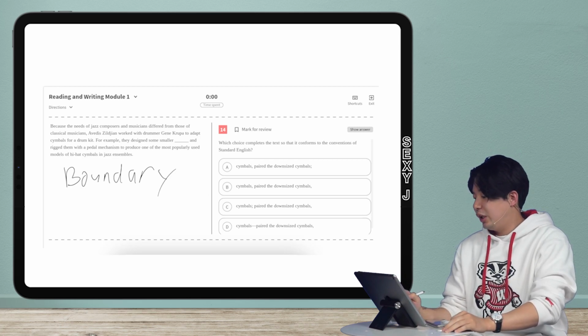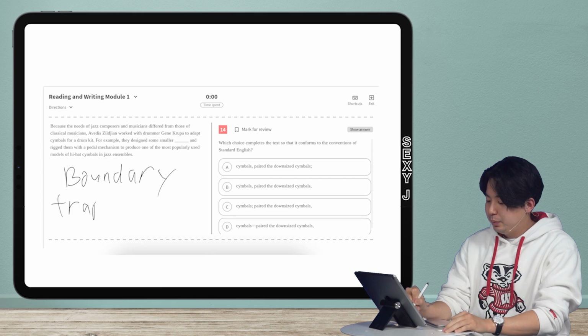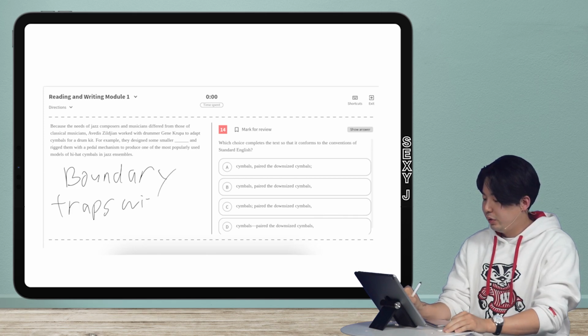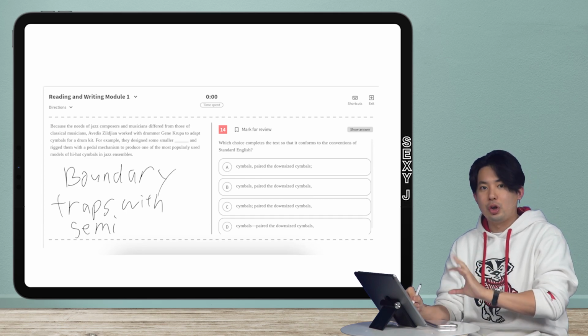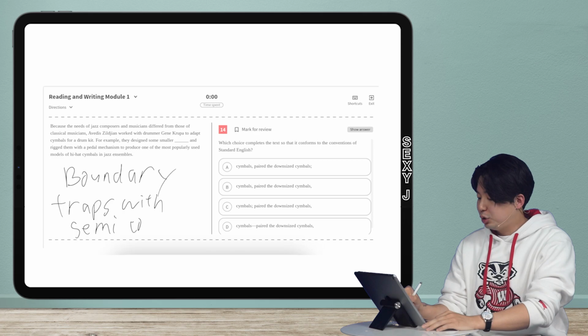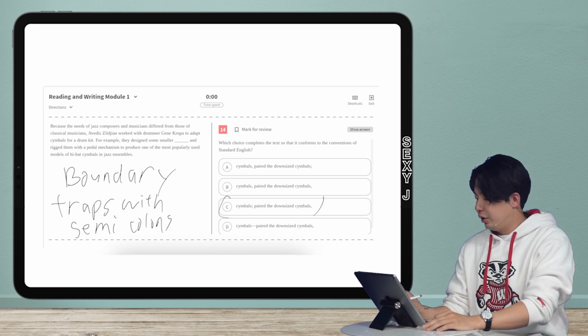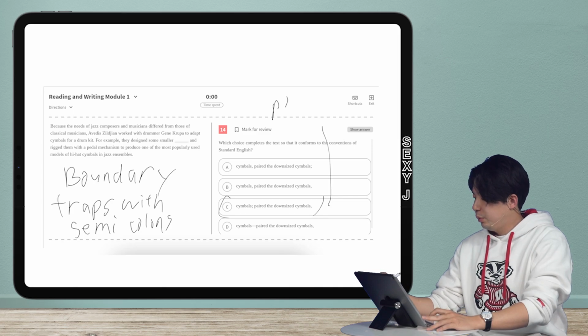Anyway, so you look here, guys. They do a lot of traps, okay, with semicolons. This is a pattern that I've noticed on the digital SAT. They did not do this as much on the paper. Traps with semicolons. What does that mean? We have a lot of stuff like here, right? See? They pretend they're sentences, okay?